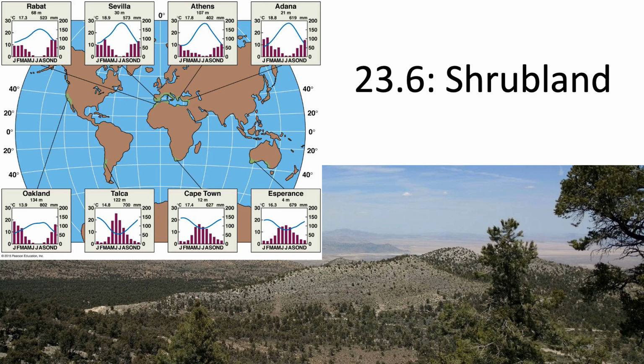Mediterranean ecosystems tend to occur at about 30 to 40 latitude. They tend to be dominated by evergreen shrubs, and they also have something called sclerophyllous trees. I will spell that. I realize that now I should have put that word on this slide.